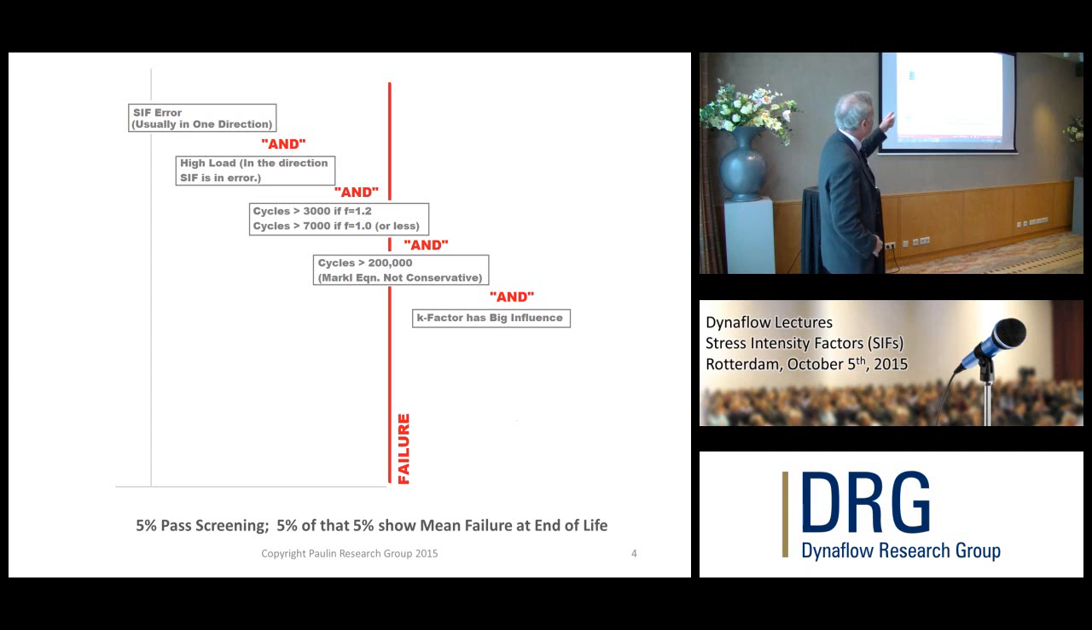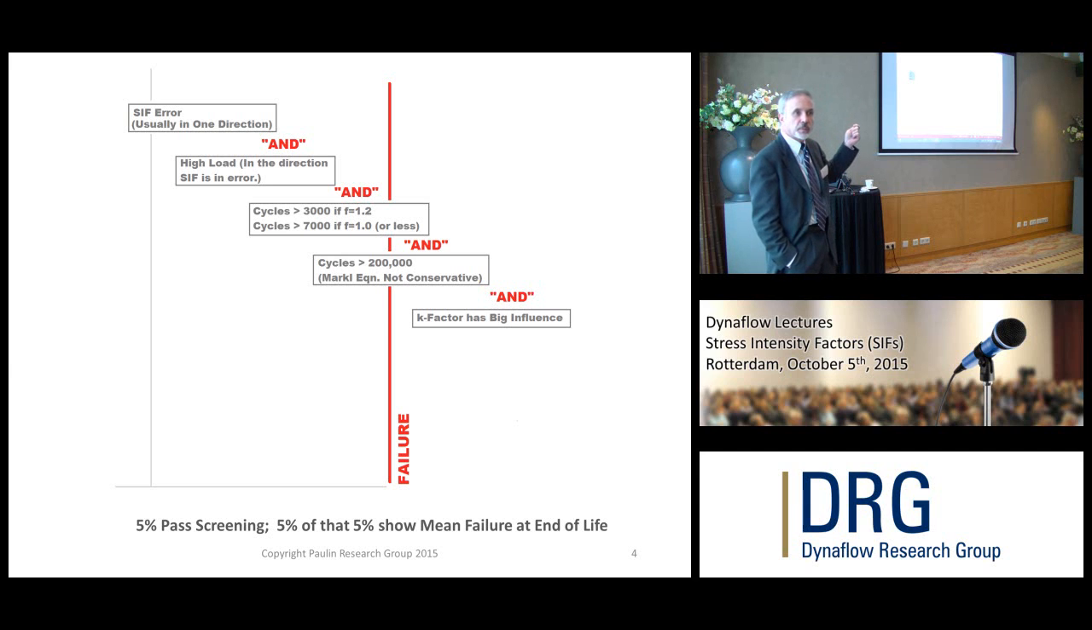Yeah. So you've got to have a SIF error, a high load, and you've got to have cycles greater than 3,000 or 7,000. Because below 7,000 cycles, the safety factor is greater than 2. At 7,000 cycles, the safety factor is 2, and above 7,000 cycles, the safety factor stays 2. So as long as the cycles are low, even if the SIF is off and the loads are high, you're still okay.